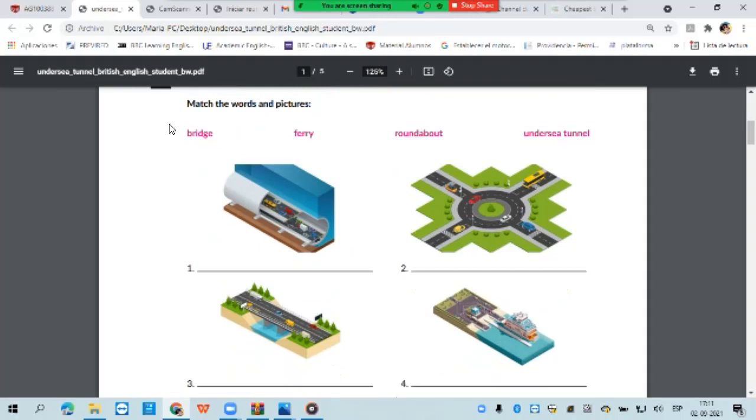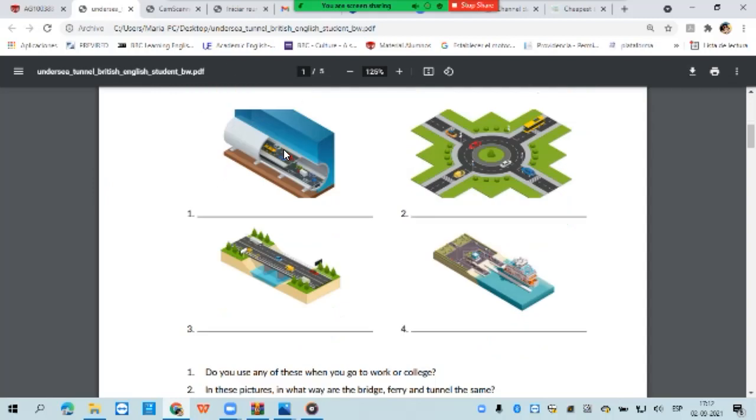That's a tunnel? Yeah. Undersea tunnel. It's an undersea tunnel, right? Good. What about number 2? What is that? Roundabout. Roundabouts, definitely. Number 3? Bridge. And number 4? Ferry. Okay. Do you have any experience with them?